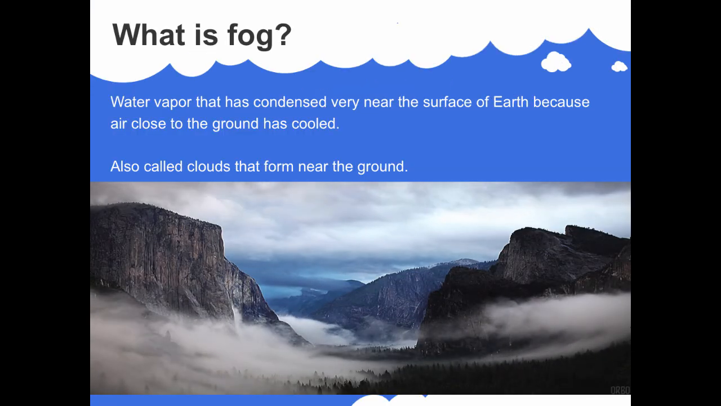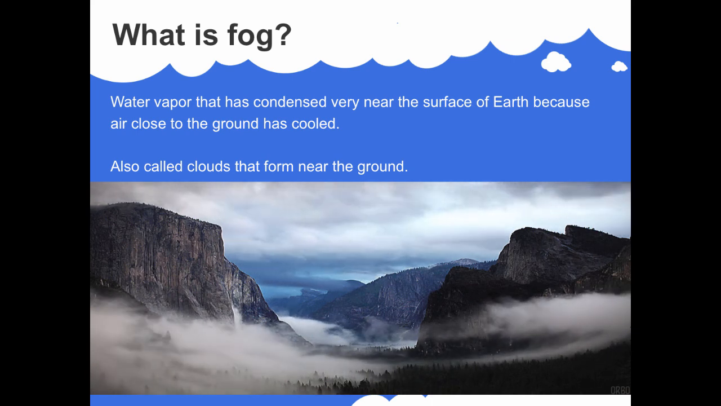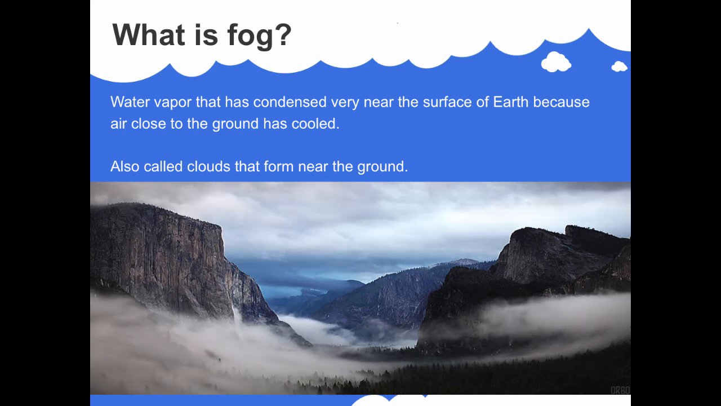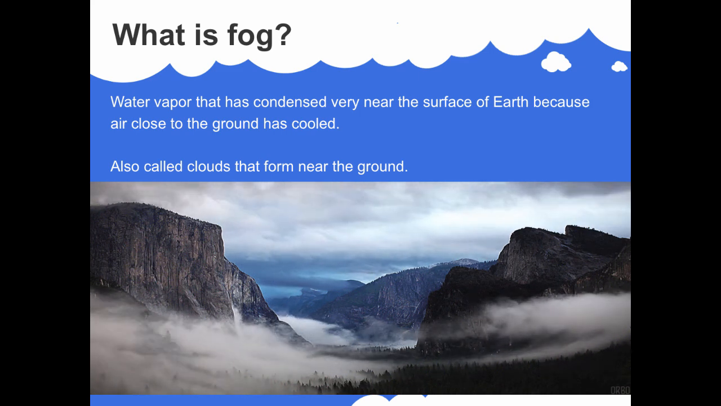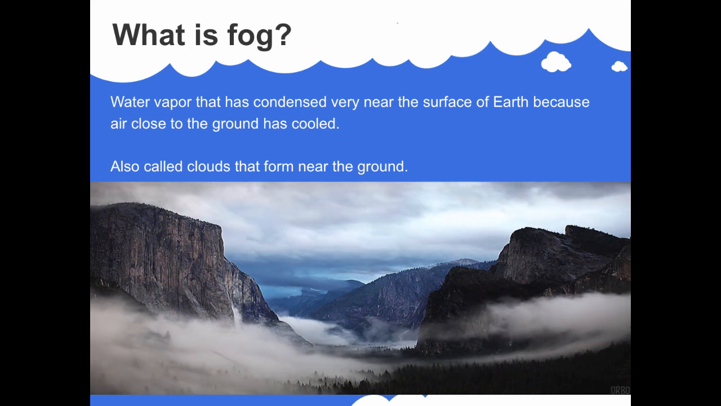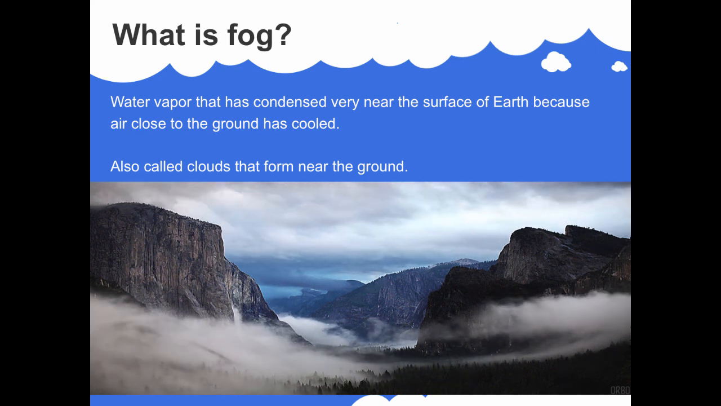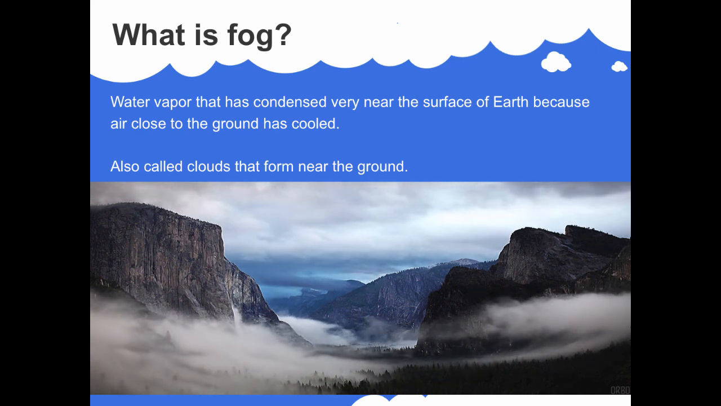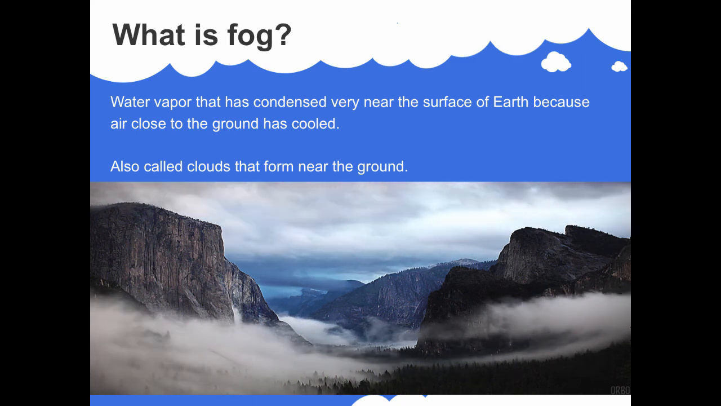So fog is just basically a cloud that has formed on the ground. So it's a big stratus cloud that didn't get to make it up into the atmosphere. So what's happening there is water vapor has condensed almost instantly right above the Earth's surface, and you have this cloud that you can walk through that's on the ground. So that's basically fog. Fog is just a cloud on the ground, so when you walk through it, you can feel the mist on your arms and skin.